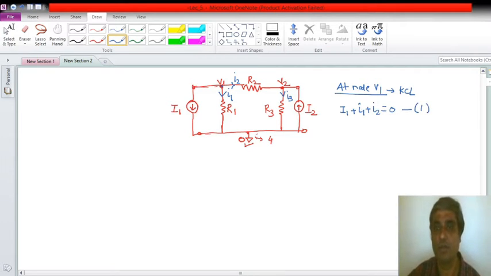What will be for node 2? I2 is coming to this node, so it will be negative I2. I3 is leaving, so I3 is positive. So the equation is I3 minus I2, equal to 0. Okay, so this is the second equation. Again, let me write the equation for the reference node also. Let me apply the KCL at this point and see what is going to happen.